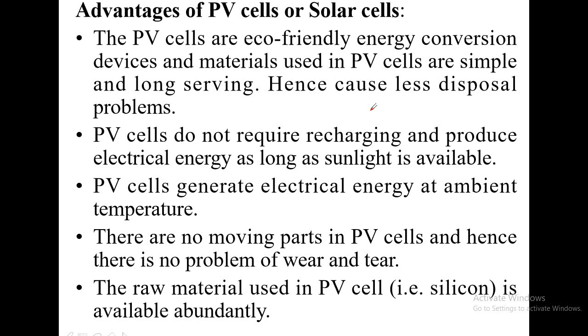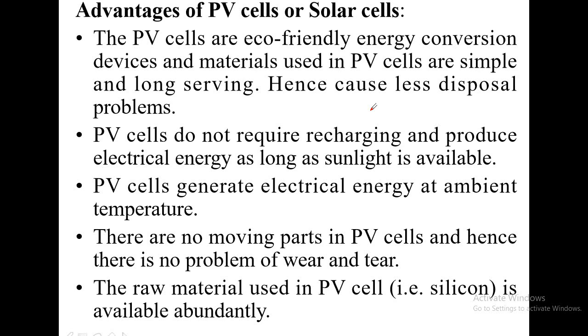And the materials used in PV cells are very simple and long serving. So what are the materials used in PV cells? Mainly it is silicon, N-type silicon and P-type silicon. Silicon materials are simple and long serving, hence they cause fewer disposal problems. So there are no disposal problems here much. That is because the cell is a simple construction and the materials used here are long serving.